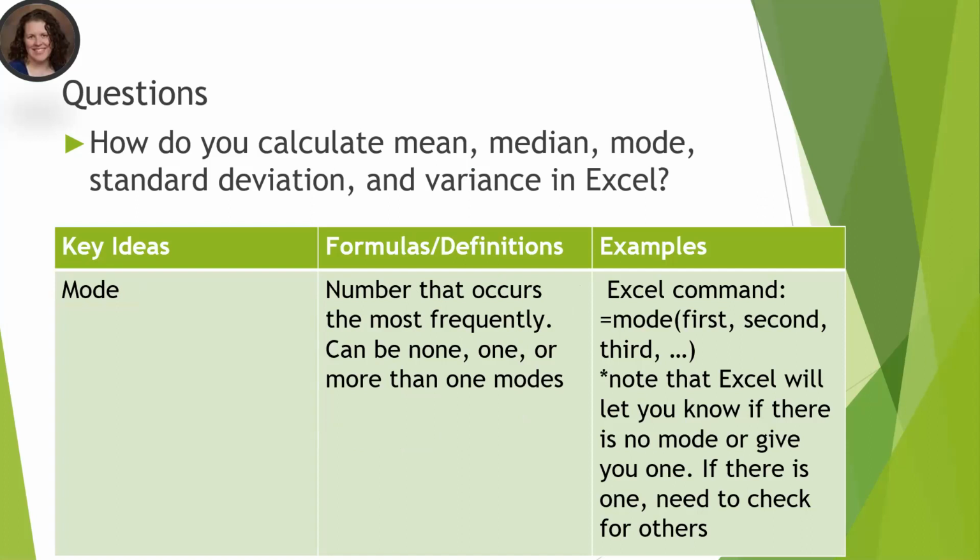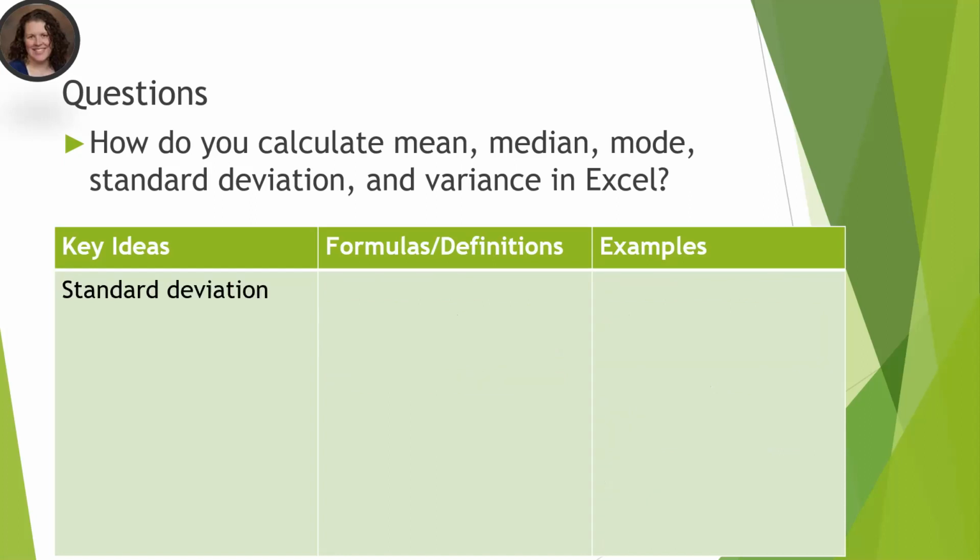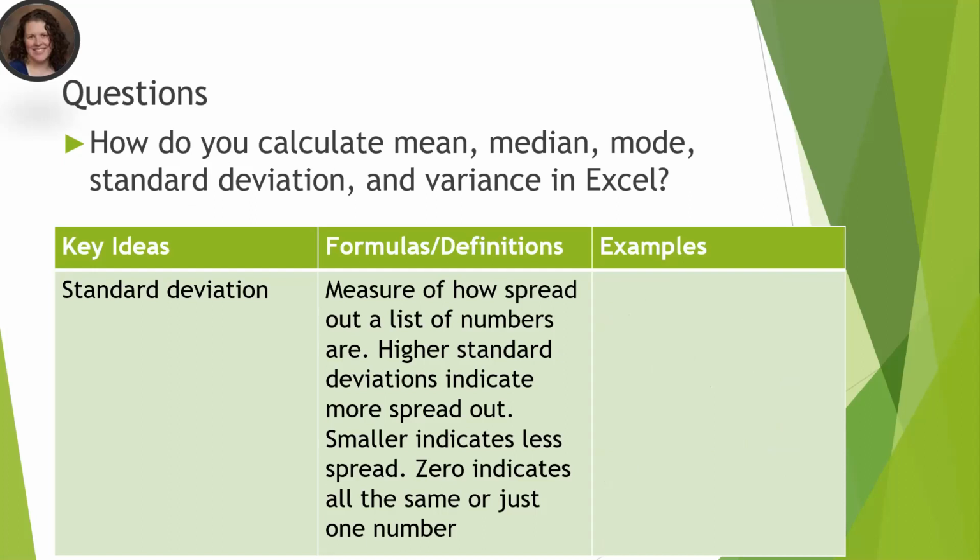And so that means you might want to order your items and look to see if there are any repeats. If you have a list of ages of people and the age 32 shows up 7 times and the age 50 shows up 7 times, you would have 2 modes. So you have to check to make sure that you can list them all. The standard deviation helps you know how spread out your numbers are.